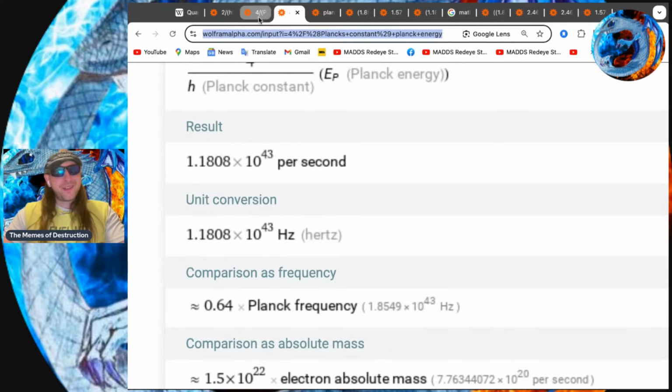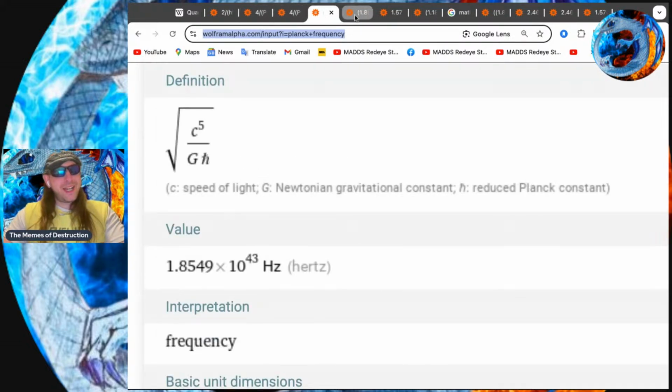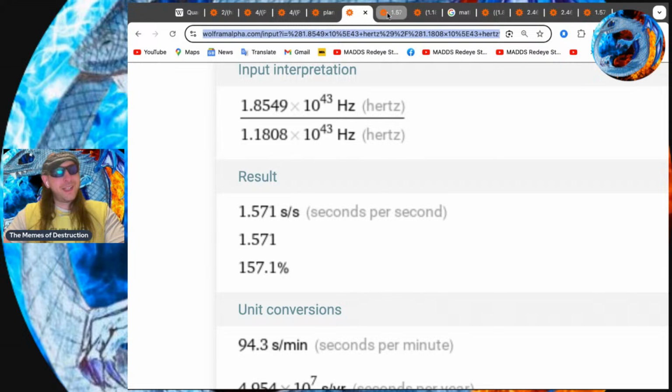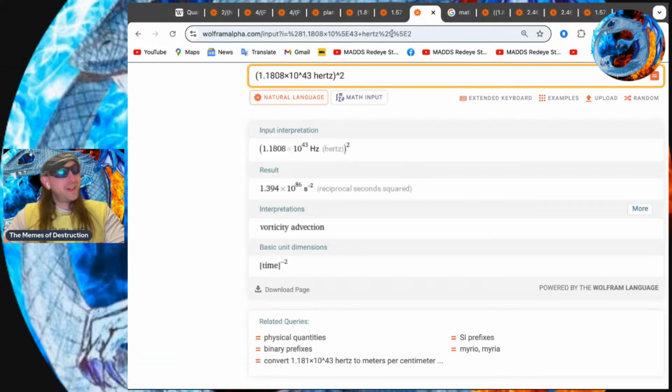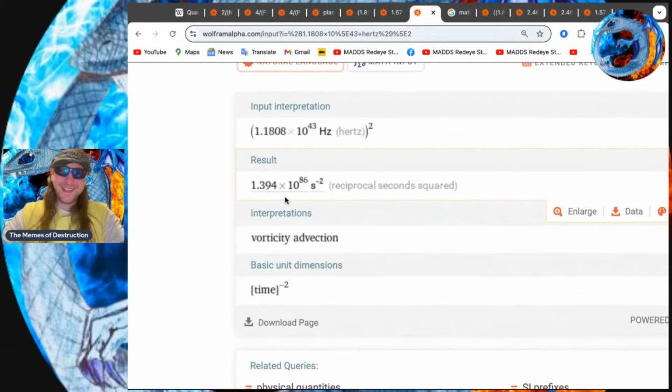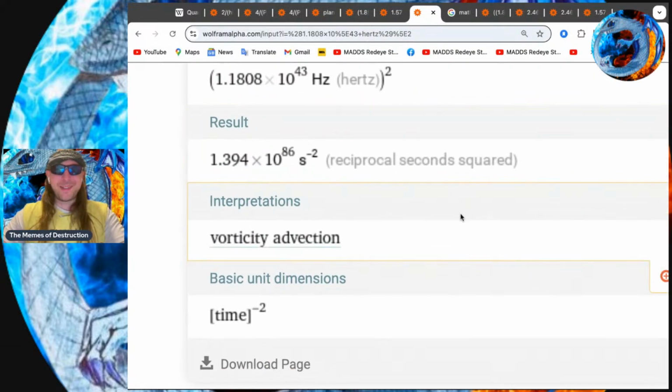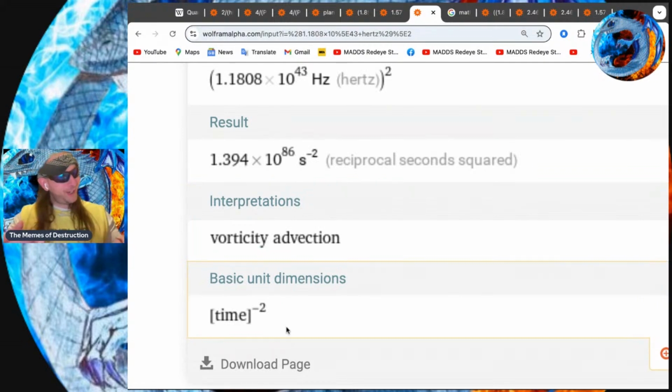Okay. So we had our answer. We have our relationship. Okay, cool. Now, what happens if we square that number? So this is interesting. We get our interpretation: vorticity advection. Because we're doing frequency, now this is frequency squared. What the heck is vorticity advection?